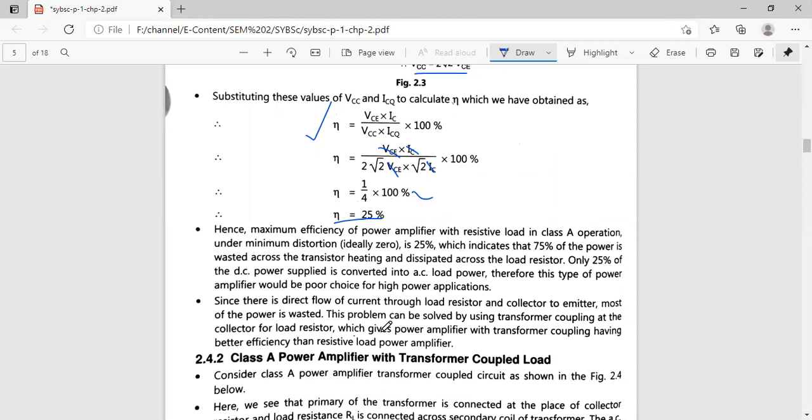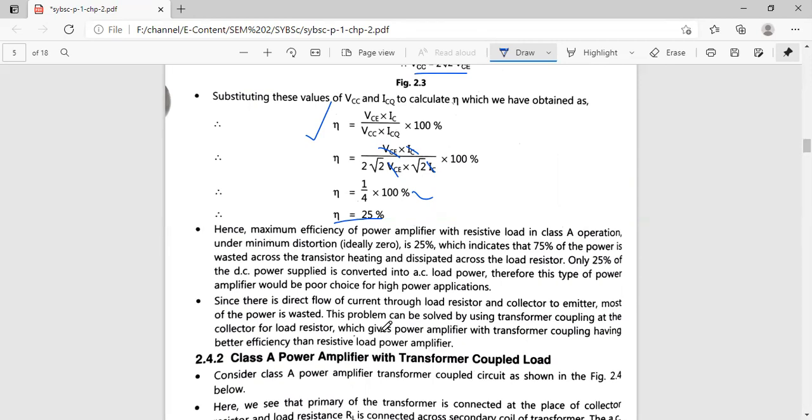Now we have supplied 100% of power, but out of that only 25% of your DC power is converted into the AC. Therefore this type of power amplifier would be a poor choice for high power applications. If you want to go for a higher power application, in that case the choice of this amplifier will be a poor choice. Since there is direct flow of current through the load resistor and collector to emitter, most of the power is wasted. This problem can be solved by using the transformer.